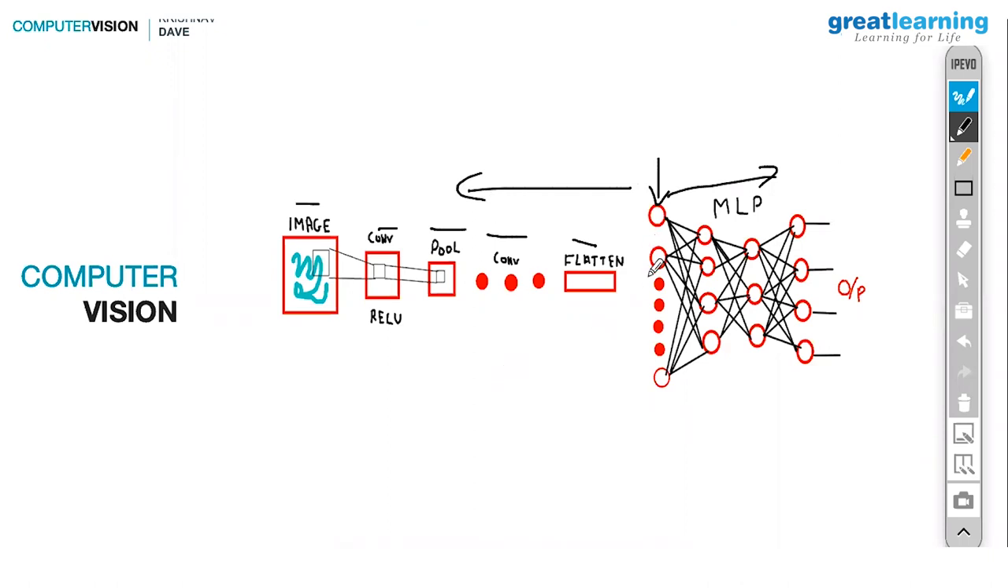Okay. So if you want, say, 64 inputs, that means your flattened should be 64. And let us say you are having 10 features over here, let us say 10 windows over here. Now, each window should be what? If you divide 64 by 10, you will get 6.4, which is not a good value. So in that case, you make it 8, for example. So 8 8s are 64.